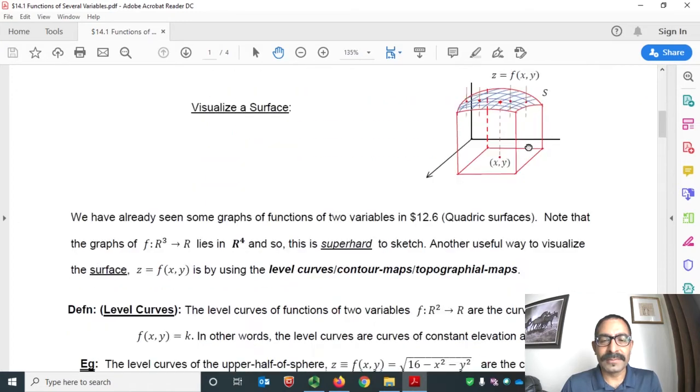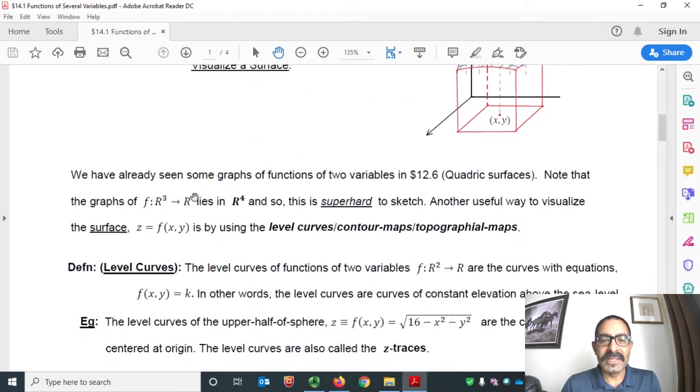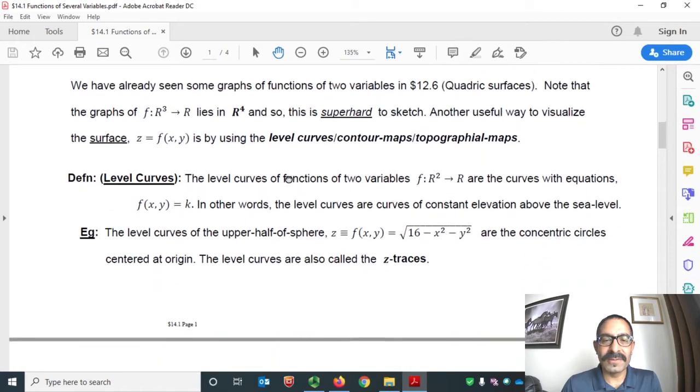Now let's move on. We have already seen some graphs of functions of two variables in 12.6, which is quadric surfaces. Note that the graph of a function of three variables lies in R4, and so this is super hard to sketch. Another useful way to visualize the surface is by using the level curves or contour maps or topographical maps. So the next definition, let's talk about level curves.